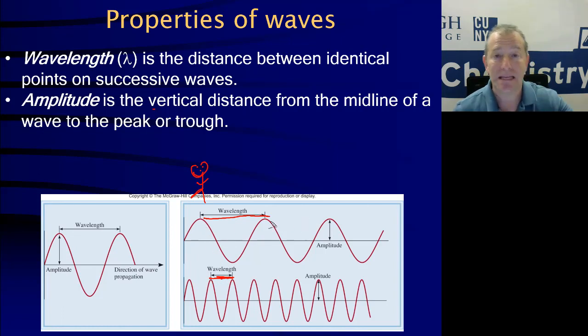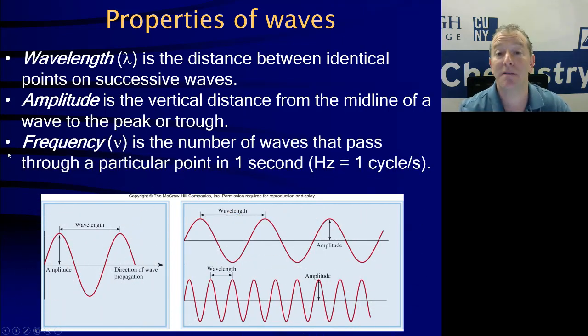given that the speed of light is constant through a particular medium. Speed of light is 3 times 10 to the 8th meters per second in a vacuum. It's different in air and different in water and so on and so forth. But regardless, a longer wavelength wave is going to have fewer waves passing a given point in time than a shorter wavelength wave. And that affects what is known as the frequency.